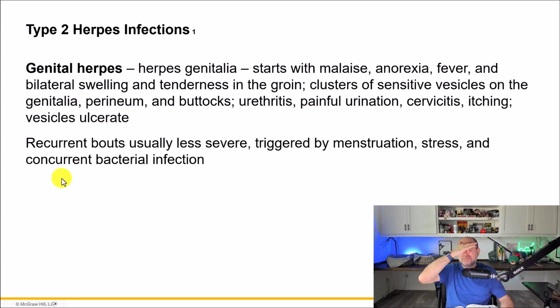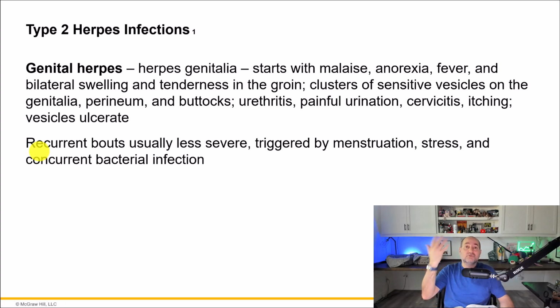And then remember, type 2 HSV results in genital herpes. The signs and symptoms start with malaise, anorexia, fever, and bilateral swelling and tenderness in the groin. Clusters of sensitive vesicles form on the genitalia, perineum, and buttocks, followed by urethritis, painful urination, cervicitis, itching, vesicles then ulcerate. And then remember, at that point, after the vesicles ulcerate, they resolve and then they heal.